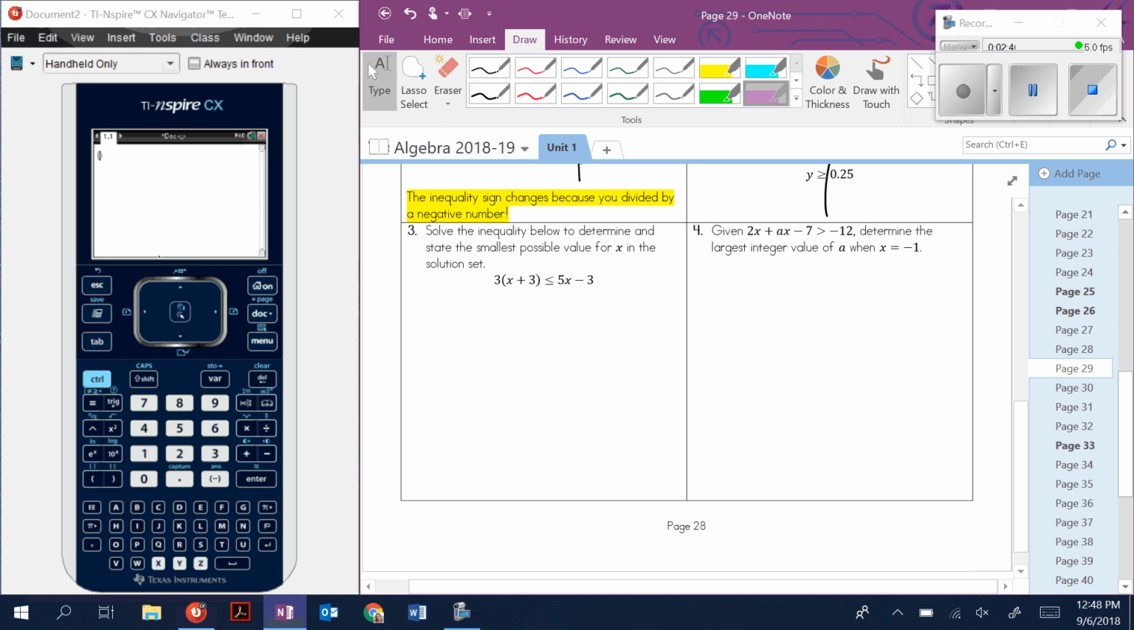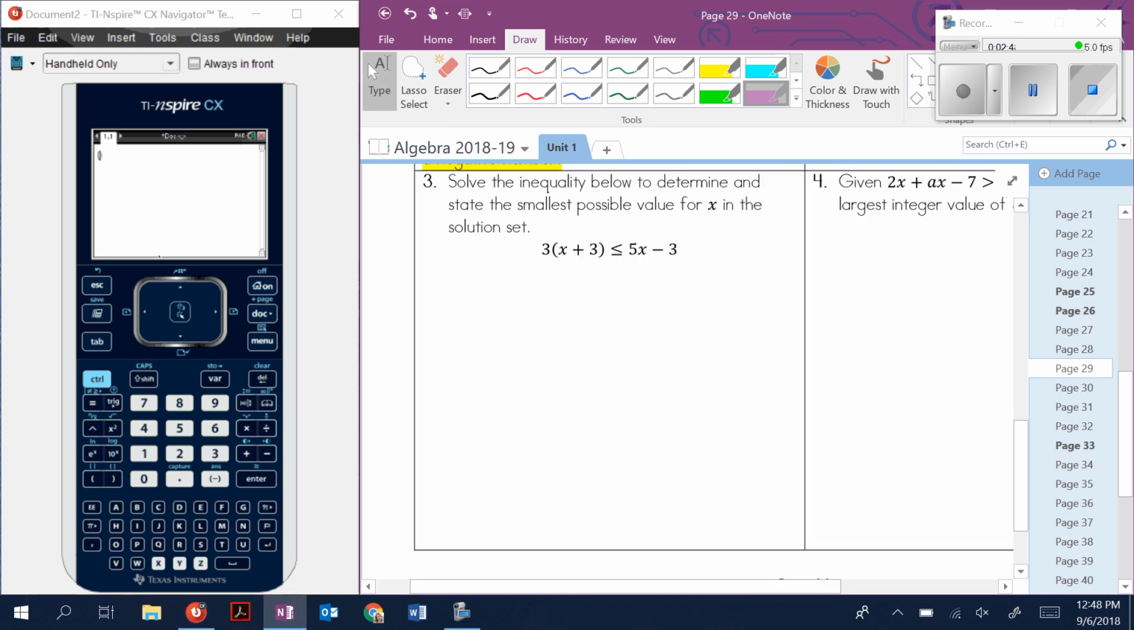Let's try one on our own. So number 3, it says solve the inequality below and then state the smallest possible value for x in the solution set. So we have two parts here. We first need to solve. All right, what would you like to do first? I want to distribute. Is that cool? All right, let's go. So 3x plus 9, because we want to multiply the 3 to the x and the 3. And then the right-hand side just stays the same.